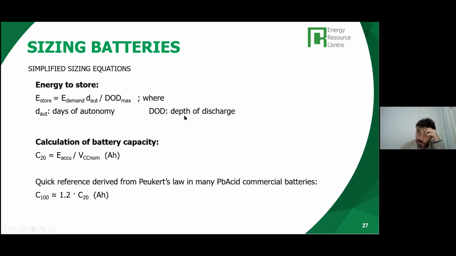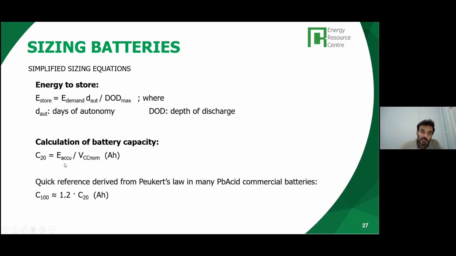Remember what engineer Antolin told us: lead-acid batteries typically admit a depth of discharge up to 50 or 60%. Lithium-ion batteries admit depths of discharge that go well above that, up to 80-90%. So this is the formula we will use to calculate the energy to be stored in a battery.